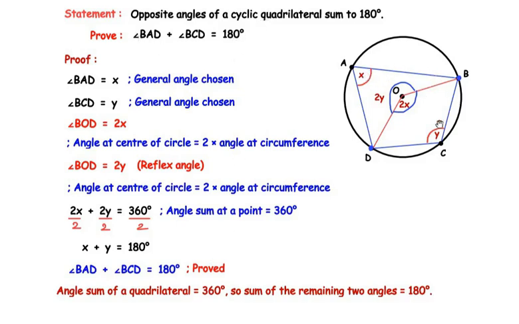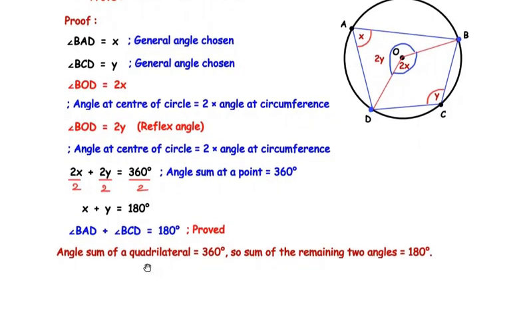And we know that the sum of all the angles of a quadrilateral is equal to 360 degrees, and we have proved that angle A plus angle C is 180. So the remaining 180 degrees has to be satisfied by the remaining two opposite angles, that is angle B plus angle D. So here we have written the angle sum of a quadrilateral is equal to 360. So the sum of the remaining two opposite angles is equal to 180 degrees. So this is our answer.